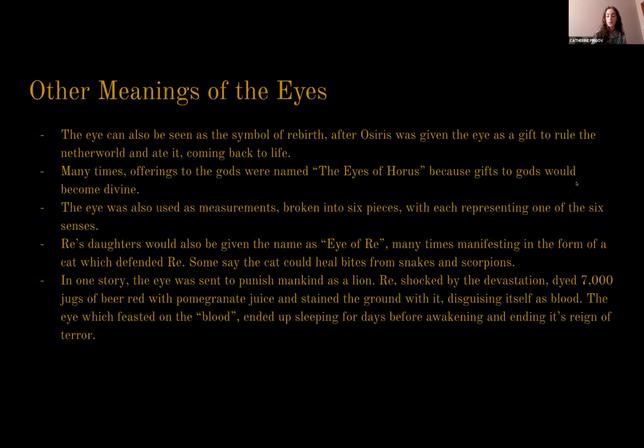And in fact, in one story, the eye was sent as a punishment. The eye was sent to punish mankind as a lion. Ra was so shocked by the devastation that he dyed 7,000 jugs of beer red with pomegranate juice and stained the ground with it so as to look like blood. And the eye, which feasted on the blood, ended up sleeping for days before awakening, thus ending its reign of terror.